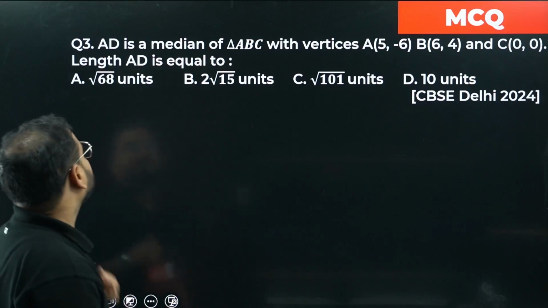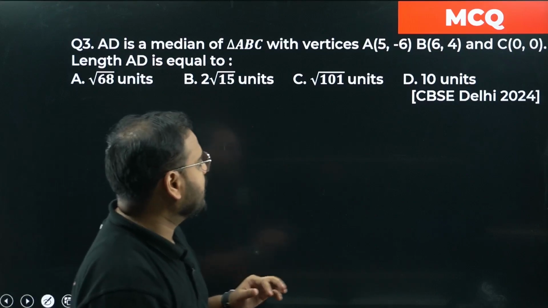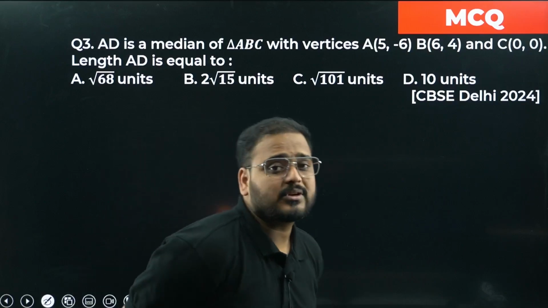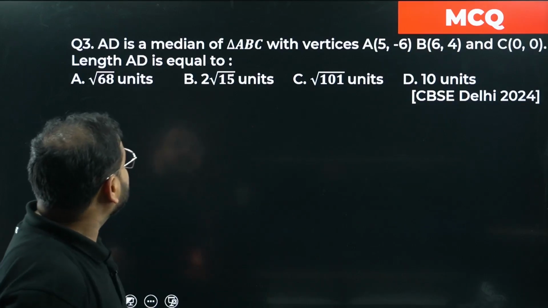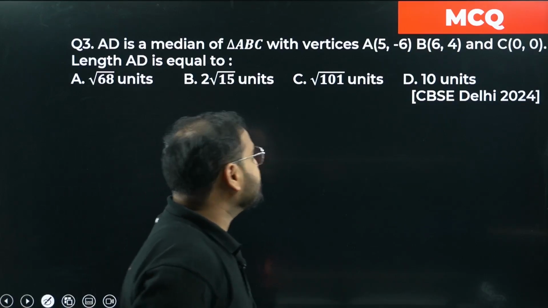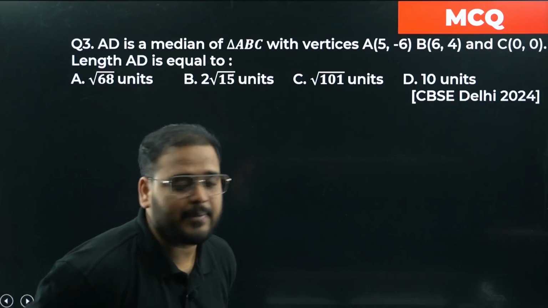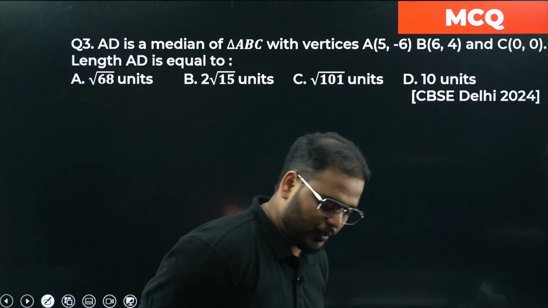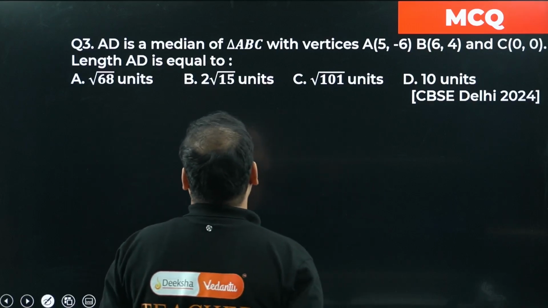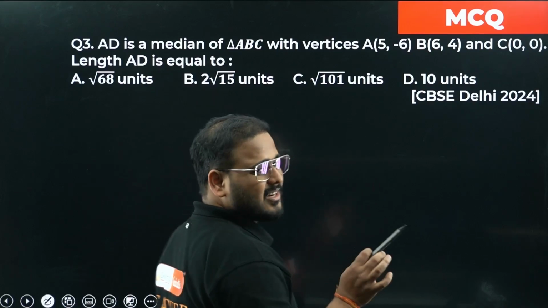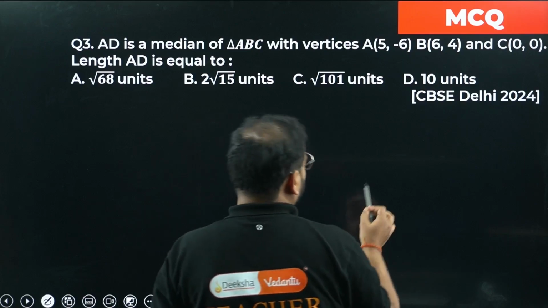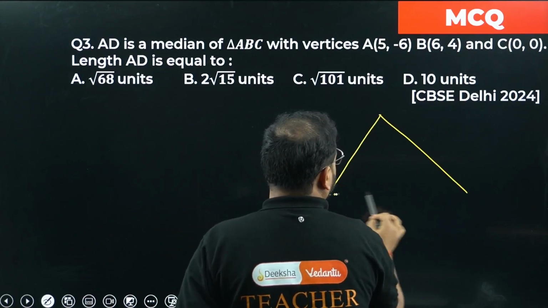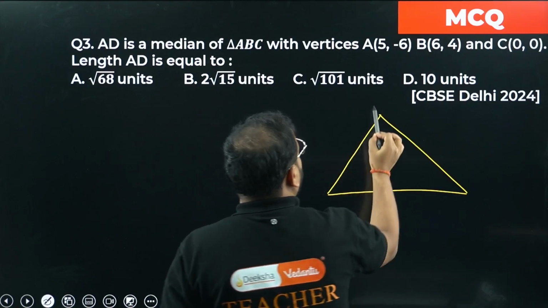Let's go. Question number 3, an MCQ, a PYQ asked in the CBSE Delhi paper 2024. What is the question? AD is the median of triangle ABC with vertices given, and the length AD is equal to what? Okay, let's go. We'll use a little bit of the midpoint formula here, not theorem. Forgive me for that.